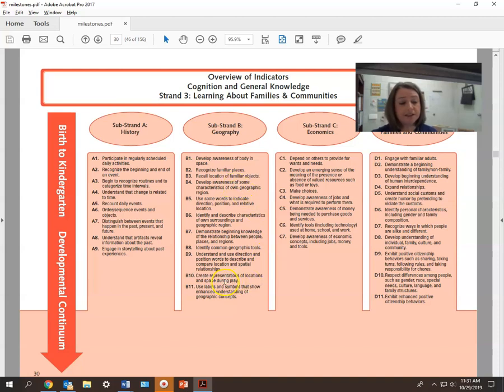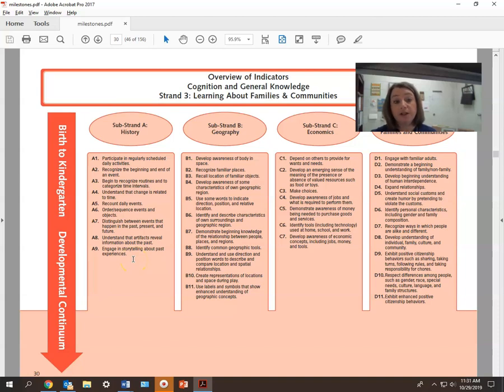So looking at things like identifying and describing characteristics of own surroundings and geographic region. That could be something as simple as, what are the things that are around us? We live close to the beach. Just trying to make them aware of, again, geography. History, we're not going to be teaching them about the Civil War, but we can talk about daily events. Artifacts reveal information about the past. Engaging in storytelling about past experiences.